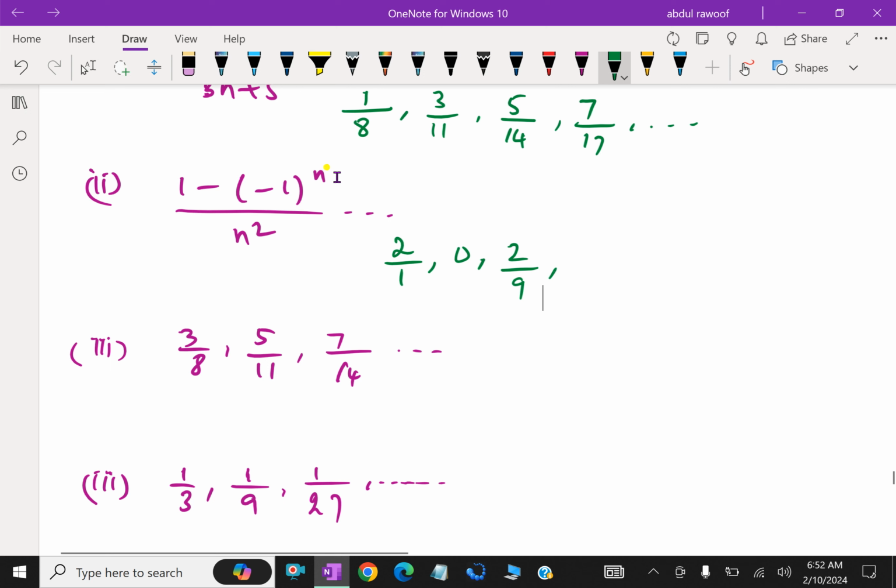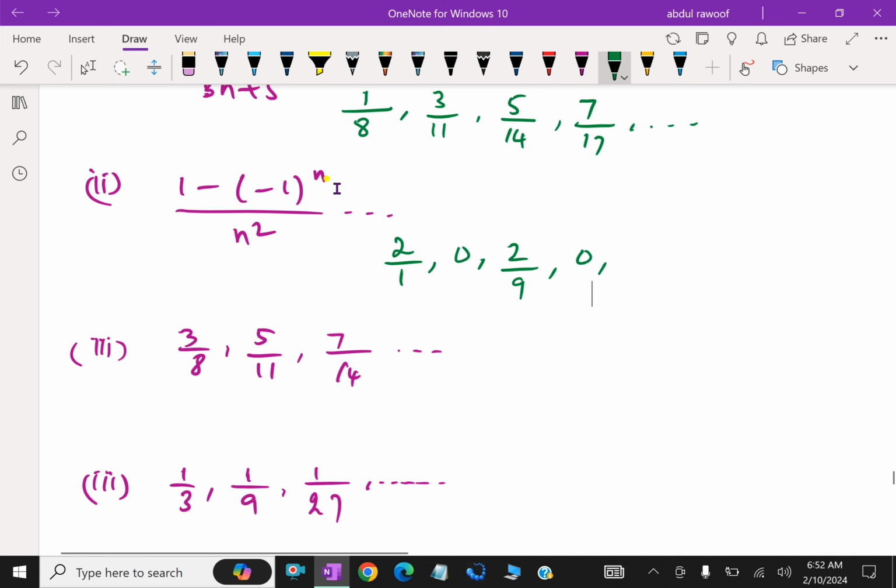Then the fourth term, n is 4. (Minus 1) power 4 is 1. 1 minus 1 is 0, over n squared, n is 4, that is 16, so it is also 0.